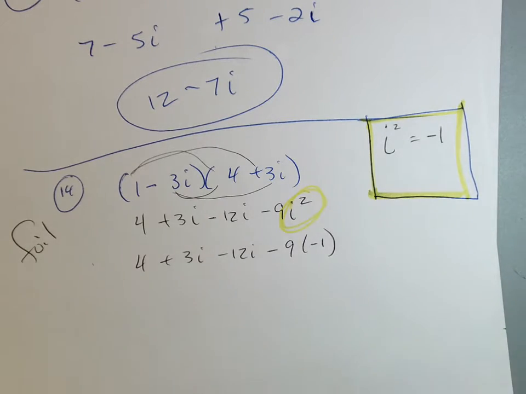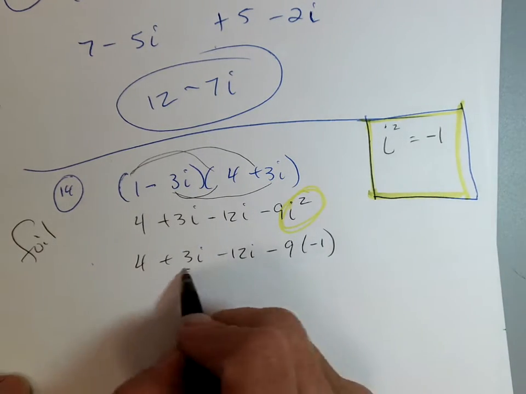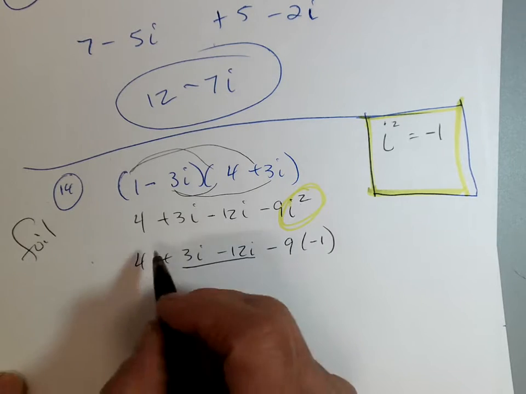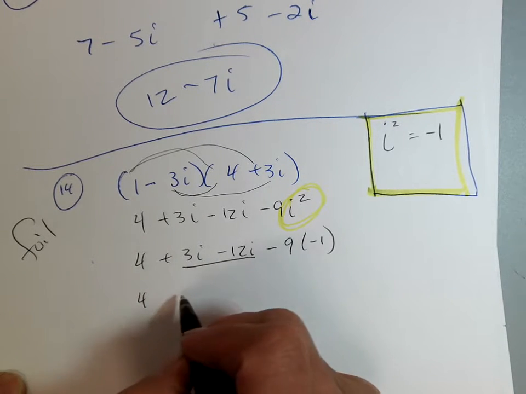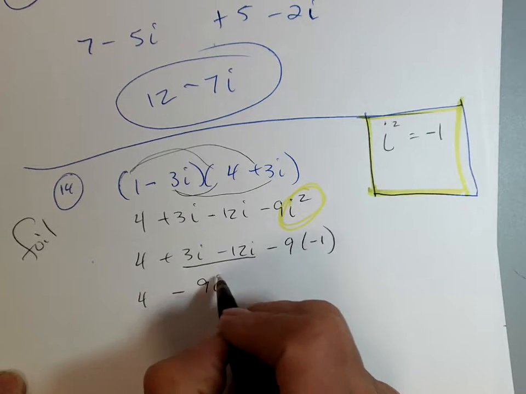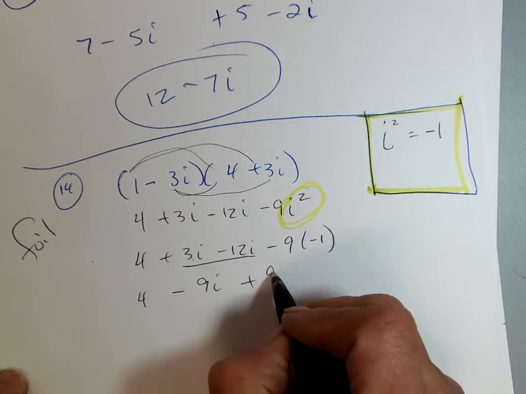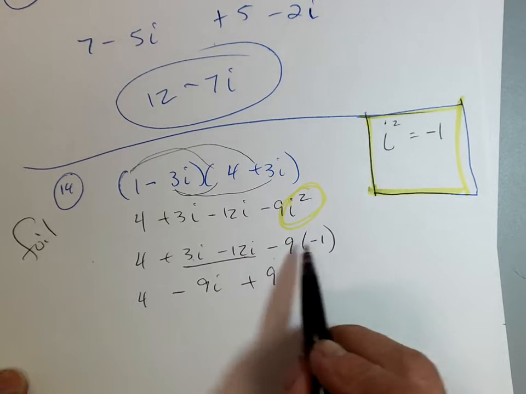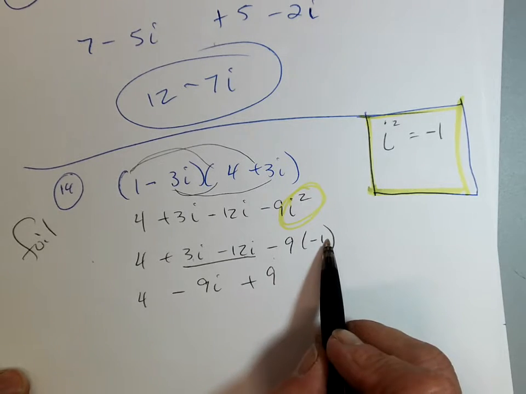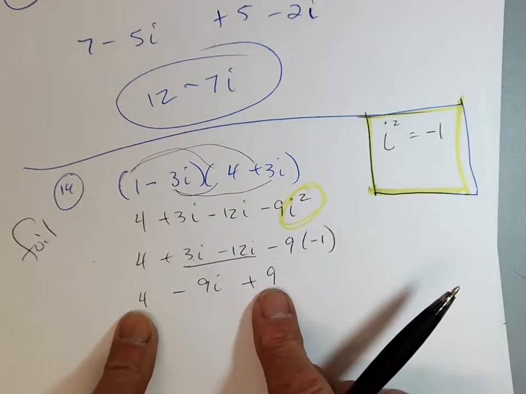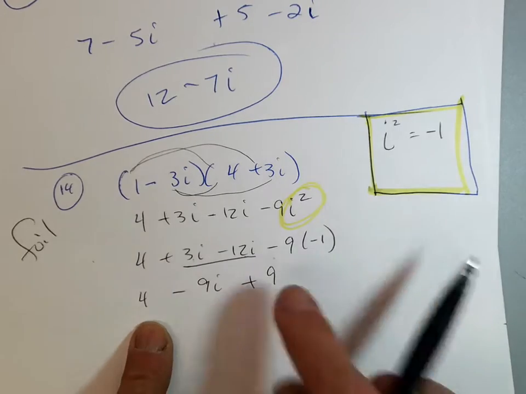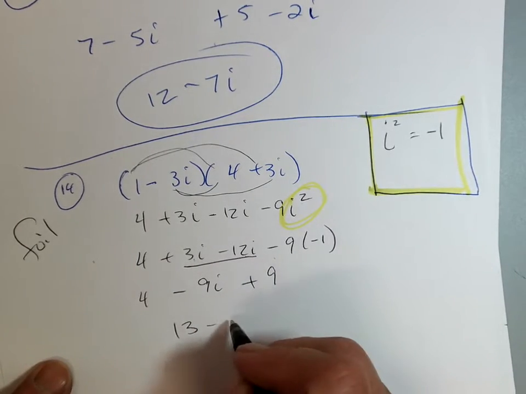Now, let's simplify. These two are the same, so they can be combined. I have a 4 minus a 9i, because 3 minus 12, and then I'll have a positive 9, since negative 9 times negative 1. These are real numbers, so I can put my real numbers together. 4 plus 9 is 13 minus 9i.